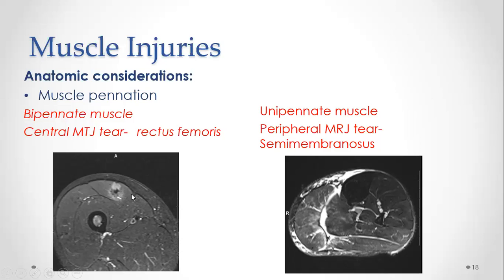So if we take the example on the left-hand side, it's a rectus femoris muscle. The myotendinous tear is actually centered within the muscle belly itself. And the reason for that is because rectus femoris muscle is a bipinnate muscle. However, if we look, for example, at the medial head of the gastrocnemius muscle, the myotendinous junction tear is peripheral, is on the side of the muscle because it's a unipinnate muscle.